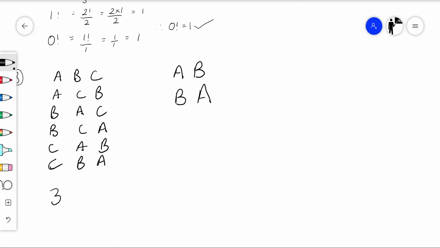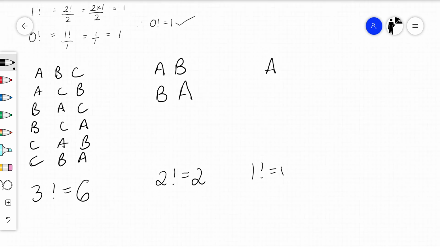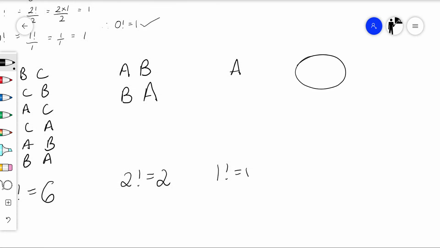So from there we could say 3 factorial is 3 times 2 times 1, which is 6. Here we've got 2 factorial, which is 2 ways. If we've just got 1 object, well, there's only 1 way to arrange that. 1 factorial is 1.